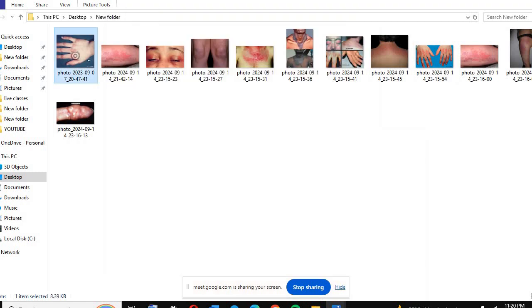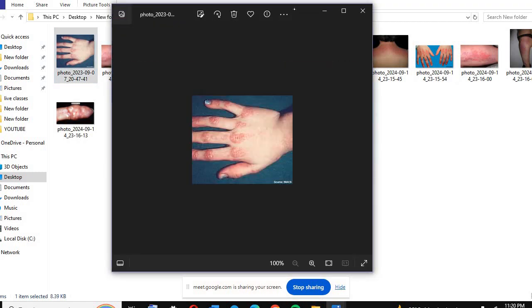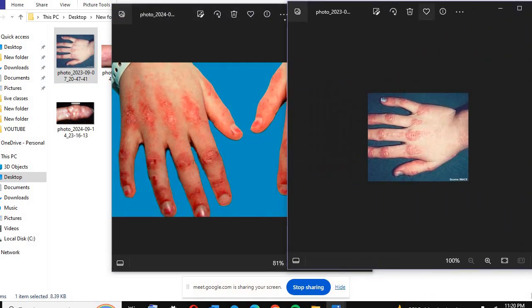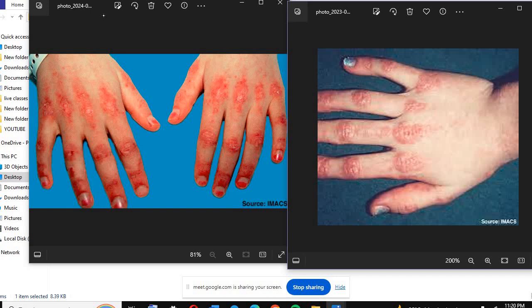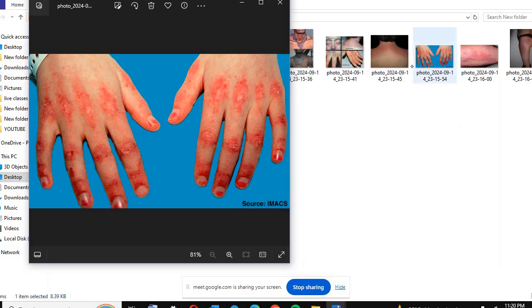See this one: on the left side you are seeing rashes, and on the right side you are seeing some papules. Above those papules you will see some redness, linear erythema. So we call this the Gottron's rash, or linear erythema, and here we are seeing the Gottron's papules. This sign we have discussed.